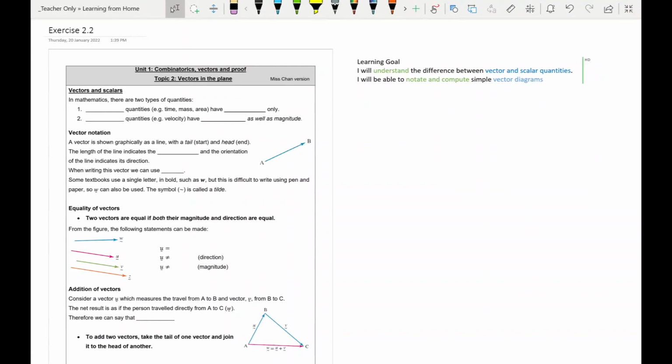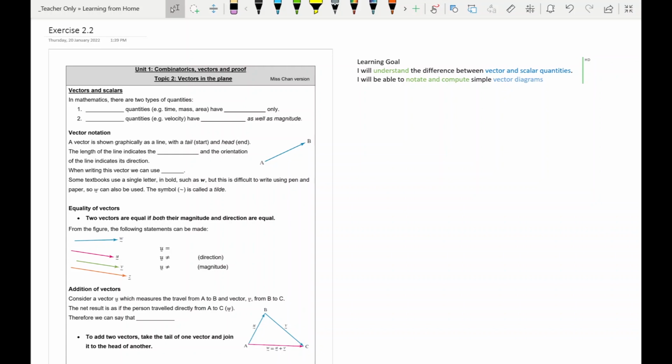Okay, today we're looking at exercise 2.2 of our textbook, starting with an introduction to vectors in the plane. So our learning goal for this video is I'll understand the difference between vector and scalar quantities, and I'll be able to notate and compute simple vector diagrams.